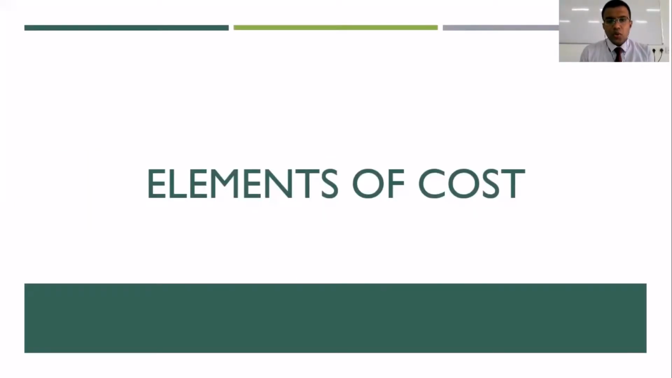Today's session, we will be discussing the elements of cost. So far, we have learned cost, costing, cost accounting. We've discussed the classification. Last session, we spoke about the various methods that are adopted in determining the cost. So today's session, we will be focusing on the concept of elements of cost.